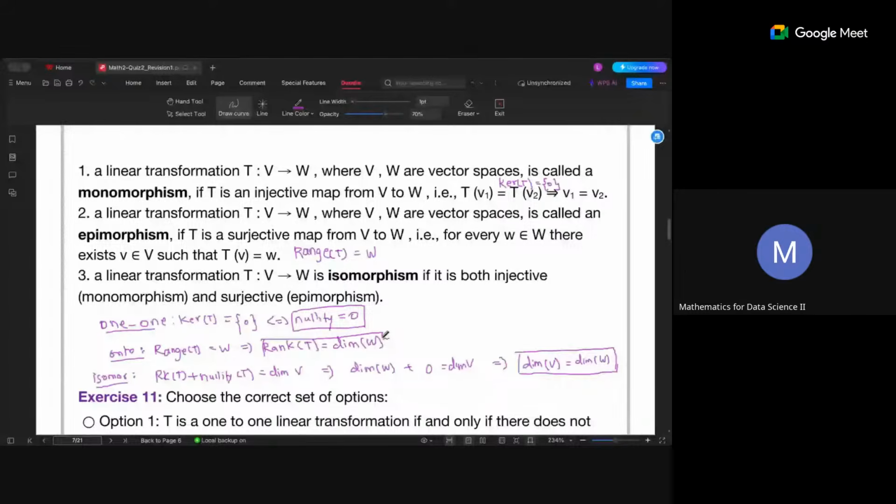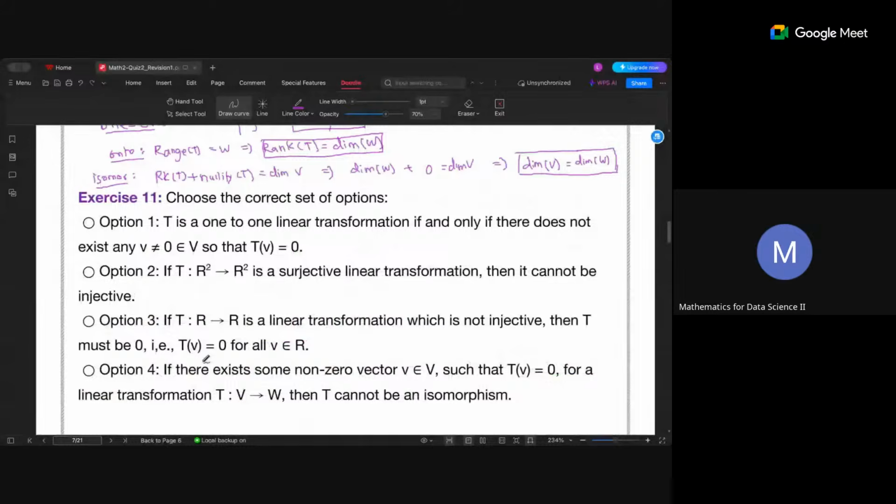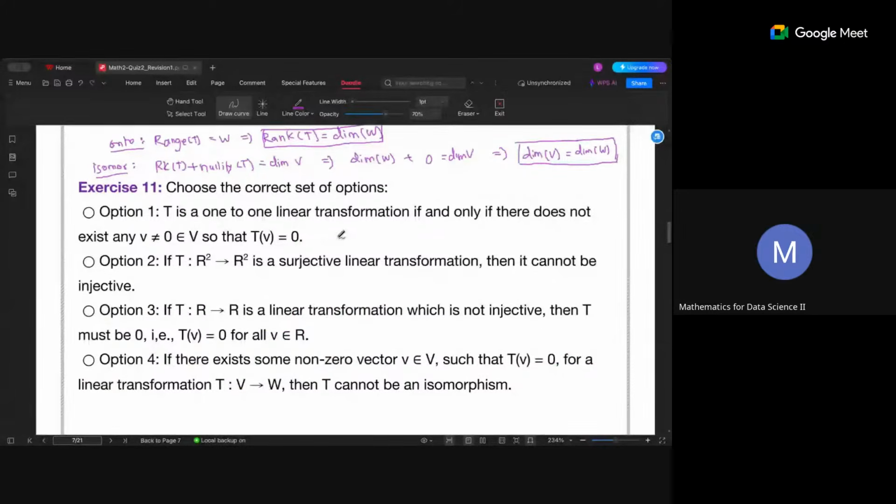Okay, good. Now with this, can we quickly answer these questions? T is a one-to-one linear transformation if and only if there does not exist any V non-zero such that TV equal to 0. So this means that if there is no V non-zero such that TV equal to 0, this statement exactly says that your kernel is 0. So this means this option is correct, right? This is what we saw.